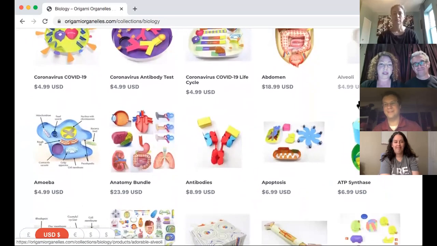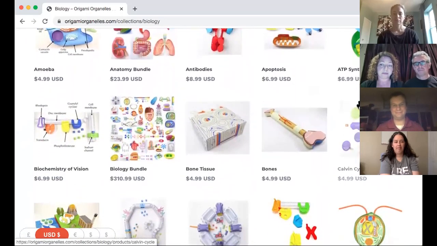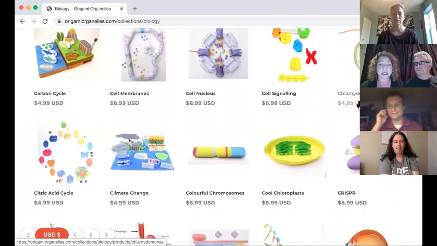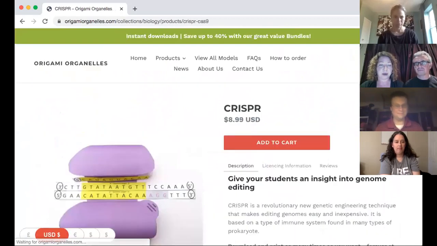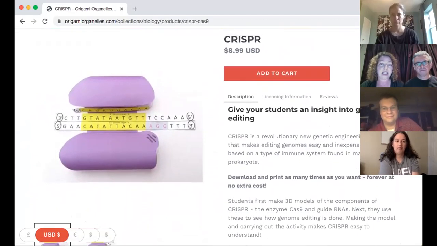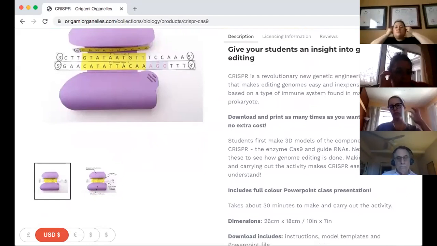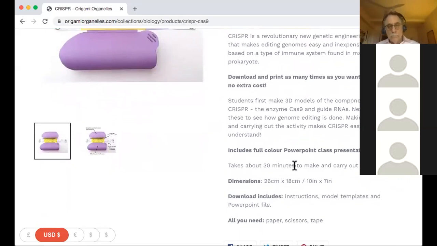We also have models to teach anatomy, biochemistry, and cell biology and genetics. And I just want to highlight this model here, this is our CRISPR model, the molecules that are used to do genome editing. And each page has a couple of pictures of the model, some description about what you can do with the model, the amount of time it takes, and the dimensions.